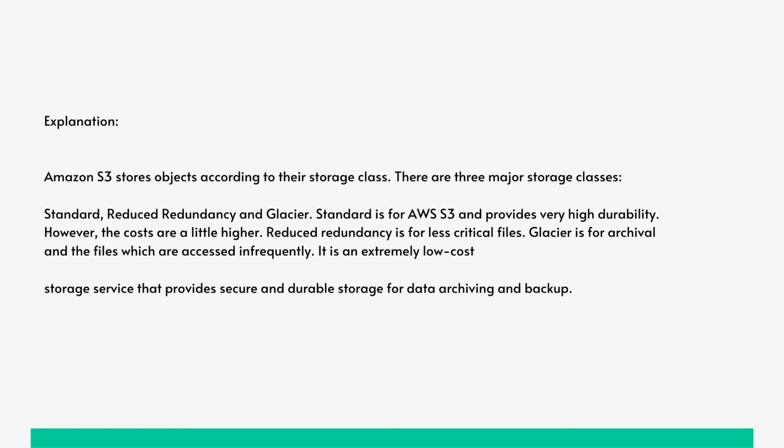Reduced redundancy is for less critical files. Glacier is for archival and the files which are accessed infrequently. It is an extremely low cost storage service that provides secure and durable storage for data archiving and backup.